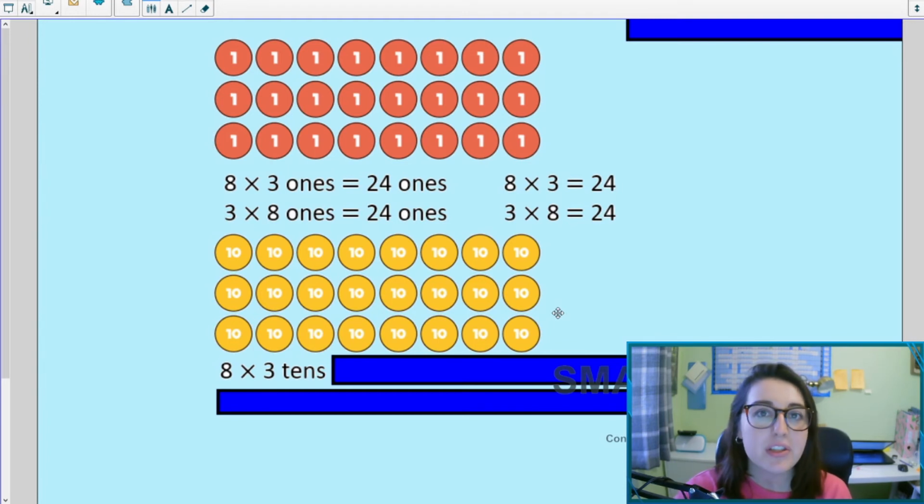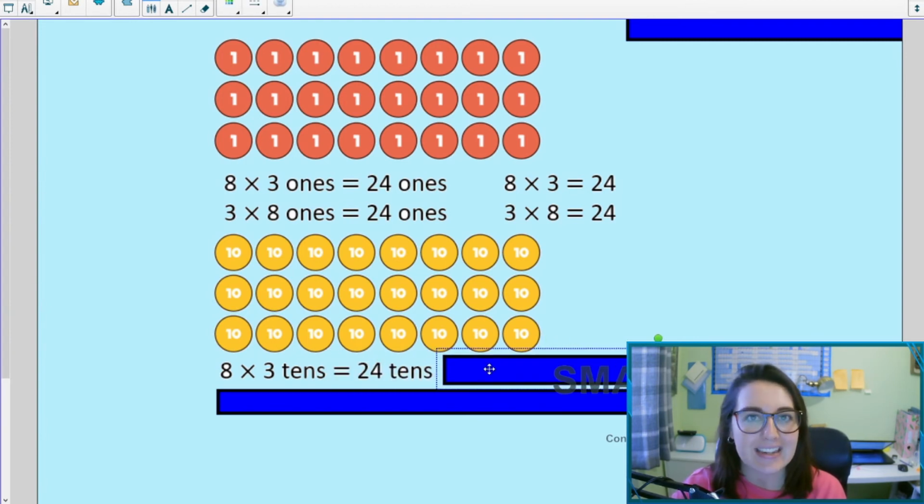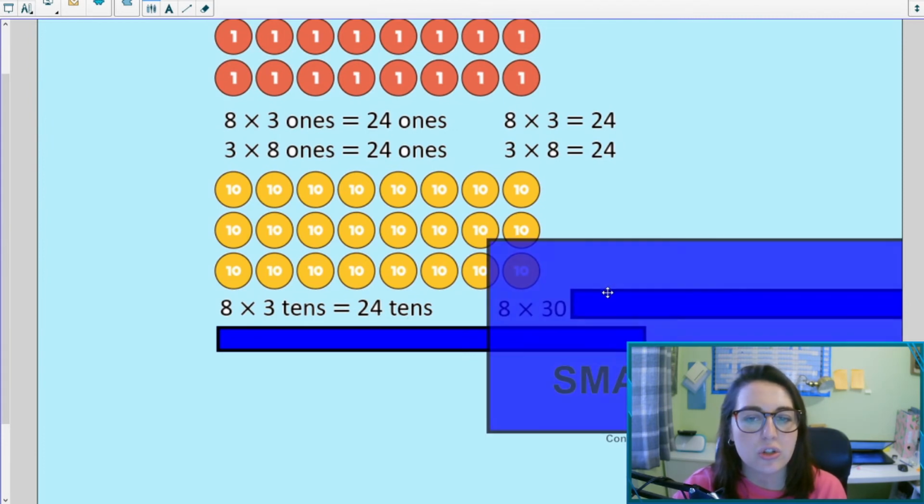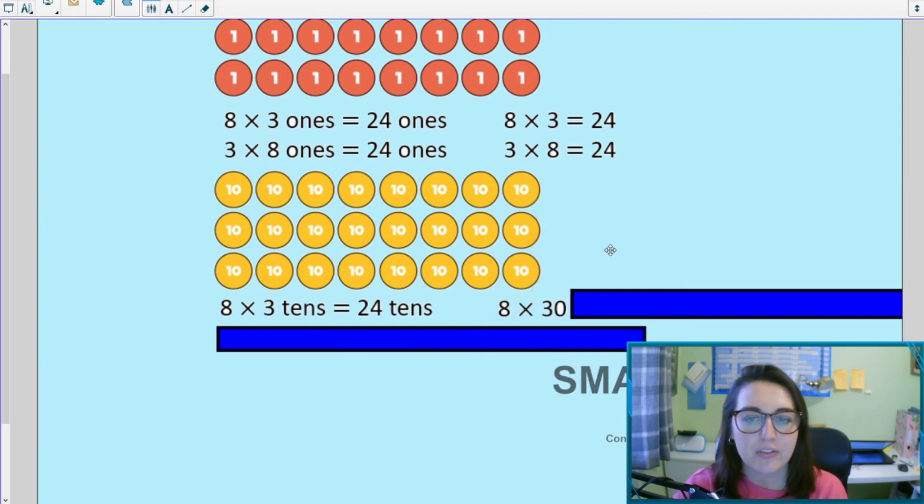Okay, so 8 times 3 ones is 24 ones. So 8 times 3 tens is going to be 24 tens, which means 8 times 30 is 24 tens, which is 240.